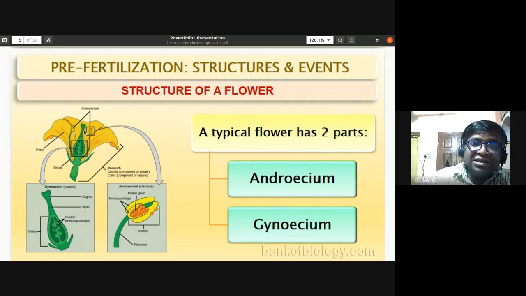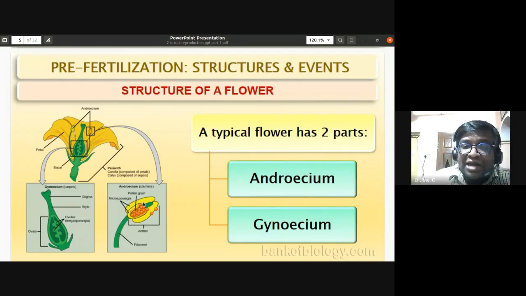If you enlarge this androecium, one stamen, and observe it, they have a filament and an anther. The anther has two lobes. If they have two lobes, we call them dithecous anthers. The point at which the filament connects with the anther, we call it the connective.